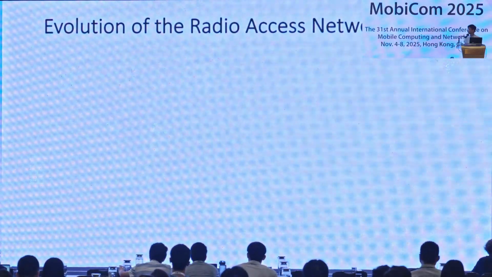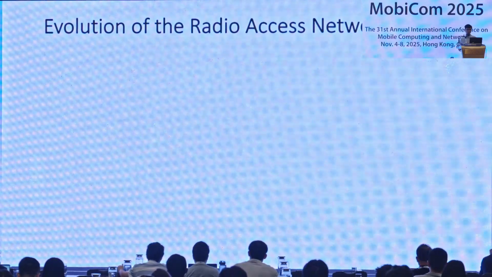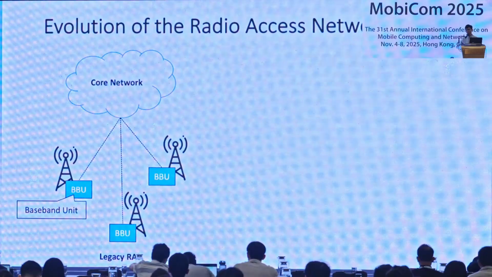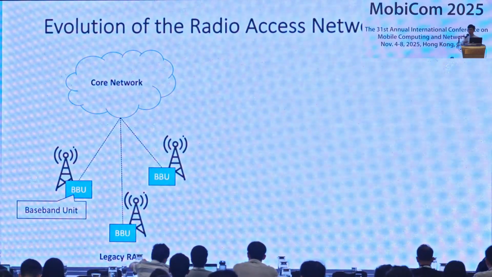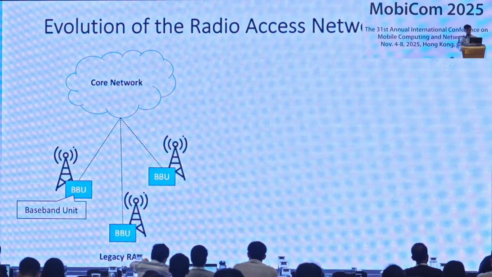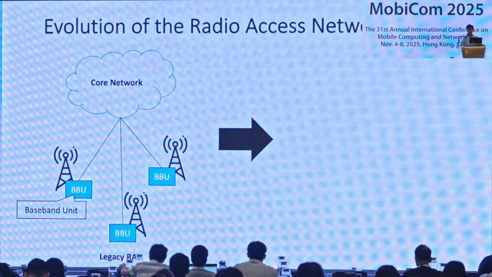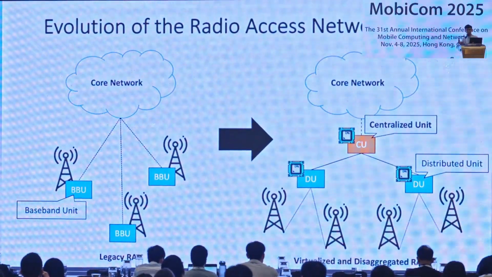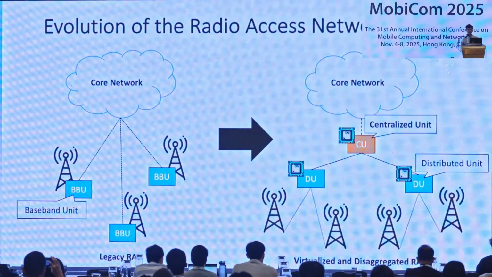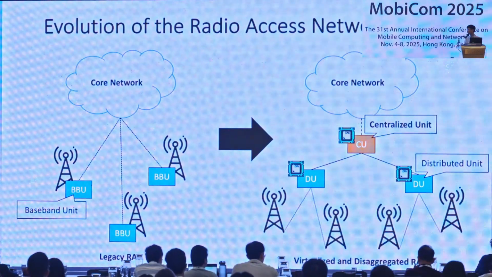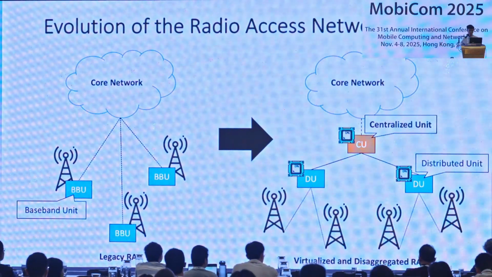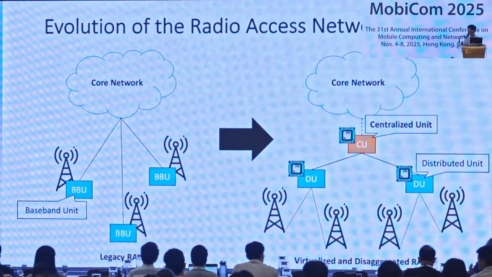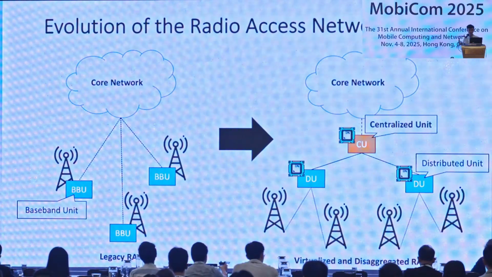Over the years, the radio access network has undergone a series of major transformations. Traditionally, it was built using proprietary, tightly integrated hardware, usually called baseband units. Today, it has evolved into a virtualized and disaggregated architecture. By virtualization, the RAN now runs on commodity servers using CPUs or GPUs. By disaggregation, the BBU, or baseband unit, is split into multiple components: one is the centralized unit, and the other is the distributed unit. We will call them the CU and DU later on.